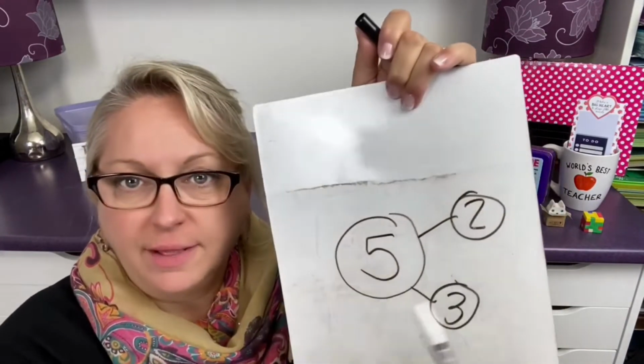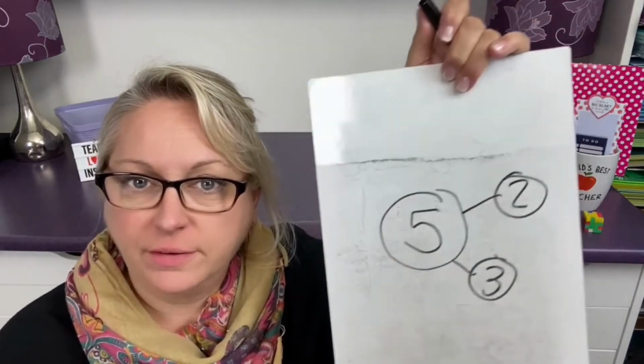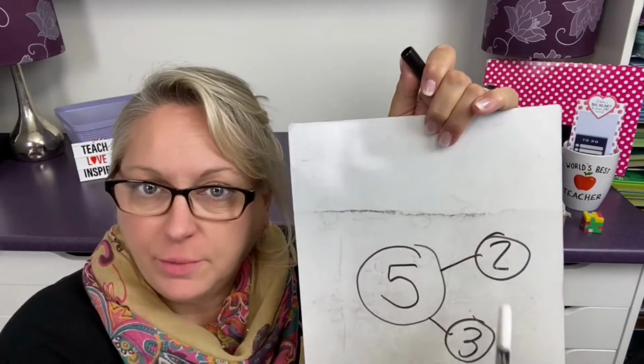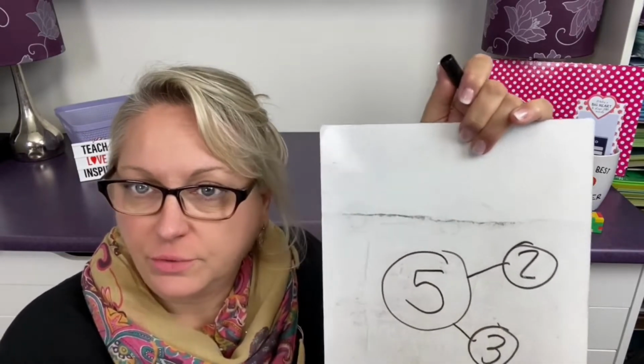Number bonds help with this. Now, number bonds are, I'll draw a really quick number bond here. So I've got a big 5 in a circle, and then 2 lines coming out and 2 smaller circles, and I've got the number 2 and the number 3. Those are number bonds. 3 plus 2 equals 5, 2 plus 3 equals 5, 5 minus 3 equals 2, 5 minus 2 equals 3.